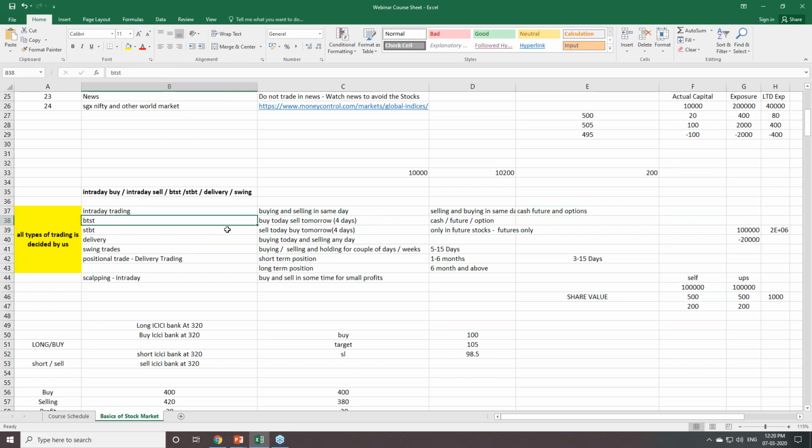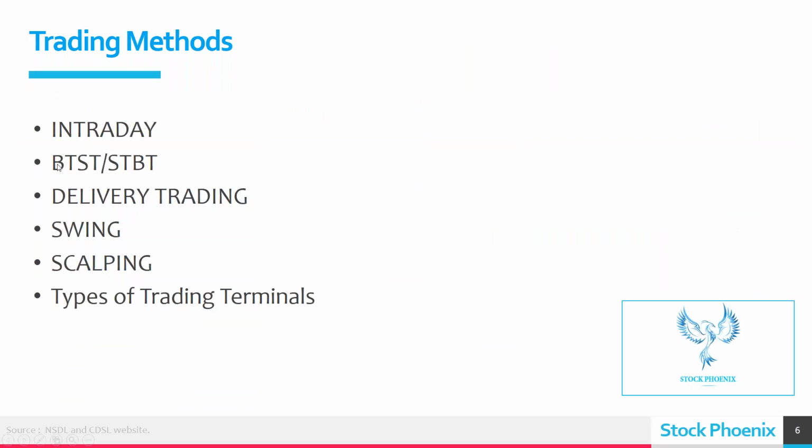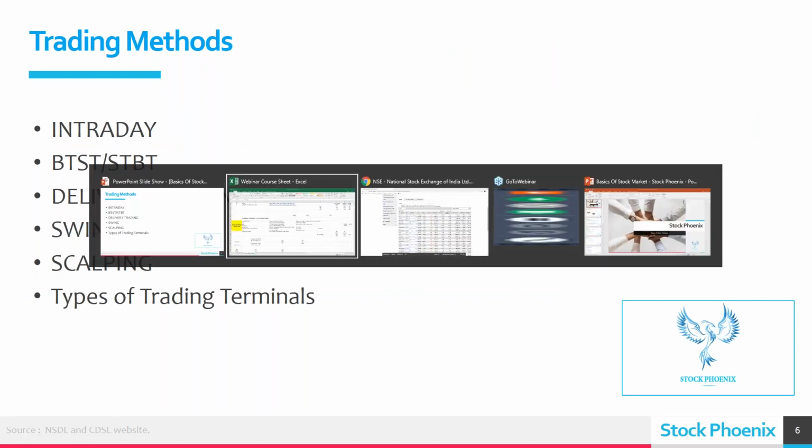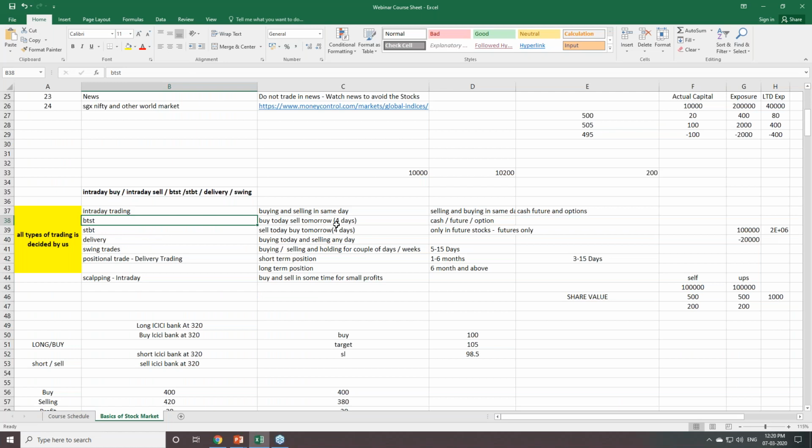Next, BTST. The next trading term is BTST or STBT. BTST means buy today, sell tomorrow. This is possible in cash, futures, and options. STBT, sell today, buy tomorrow, is possible only in futures and options. The complexity of futures we will learn later.